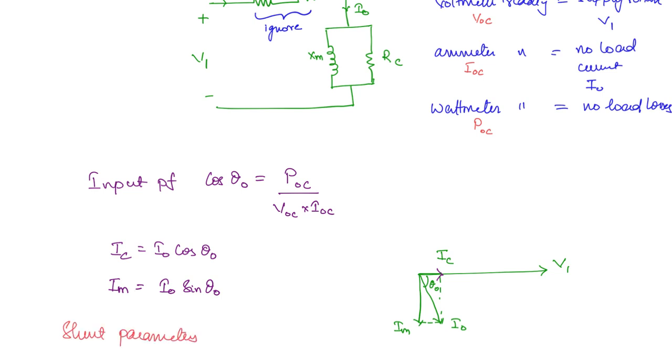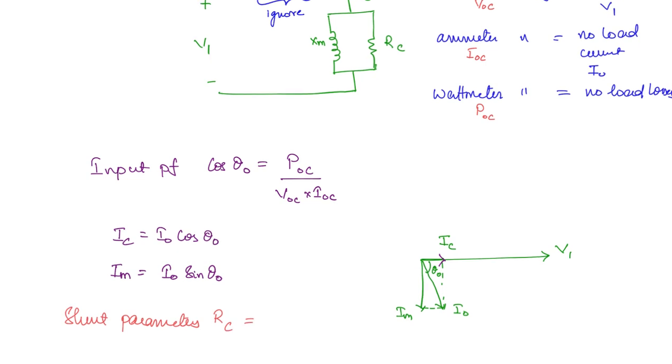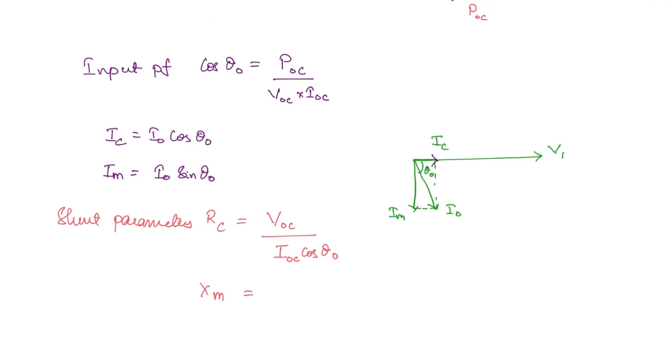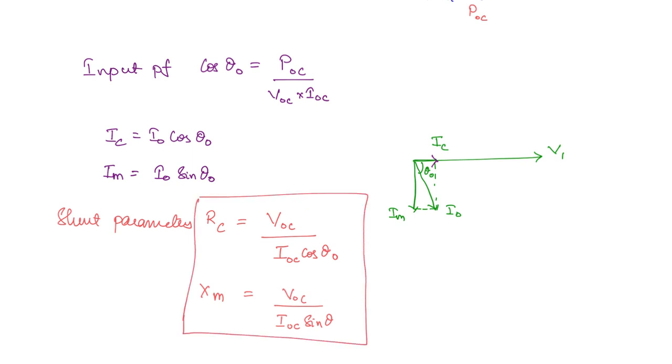Rc you can get as the voltage V1, which is nothing but the voltmeter reading, divided by IC, which is nothing but IOC cos theta naught. And similarly the reactance you are going to get as VOC divided by Im, which is IOC sin theta naught. So this is how you can get the shunt parameters from the open circuit test.